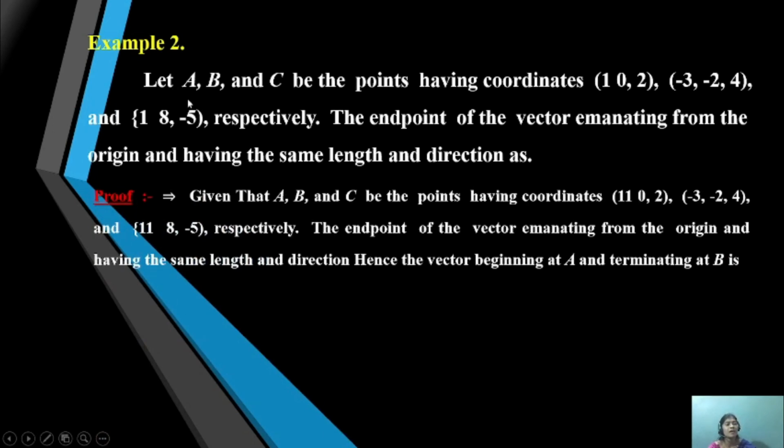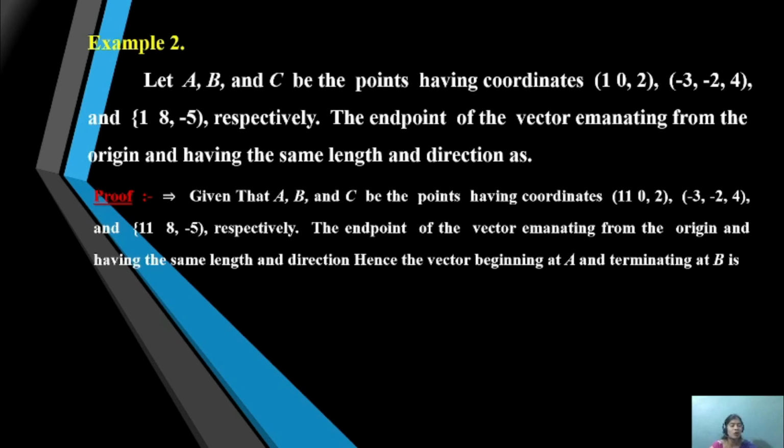Given the form, A, B, C are the three points in the example, having coordinates: A has the coordinate (1, 0, 2), B has the coordinate (-3, -2, 4) and C has the coordinate (1, 8, -5). The endpoint of the vector emanating from the origin has the same length and direction. Hence the vector begins at the point A and terminates at the point B.